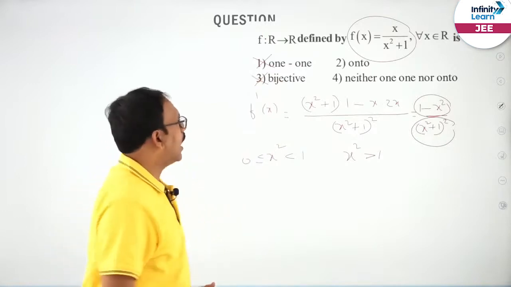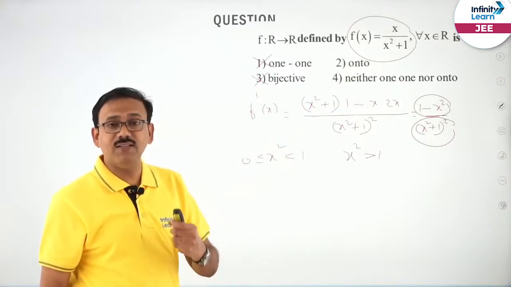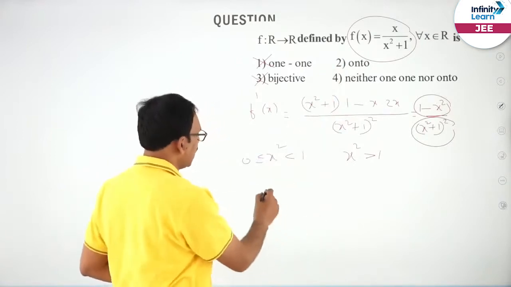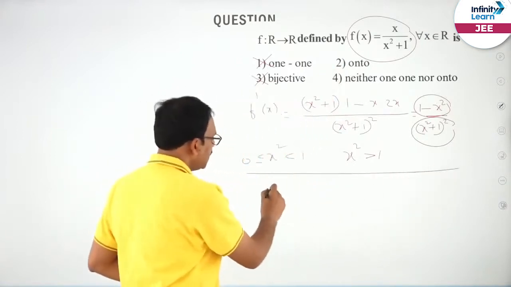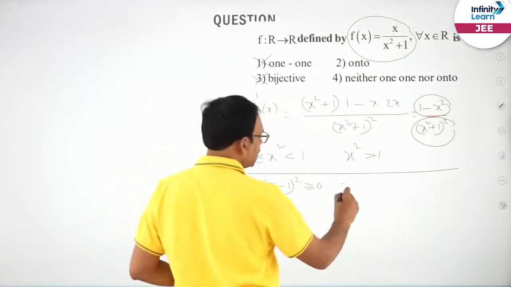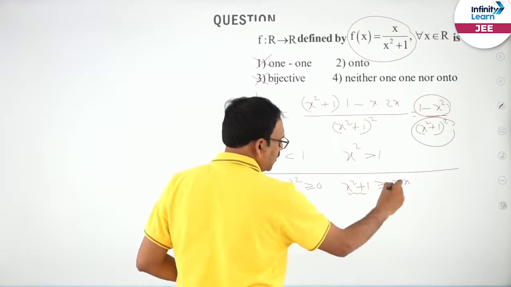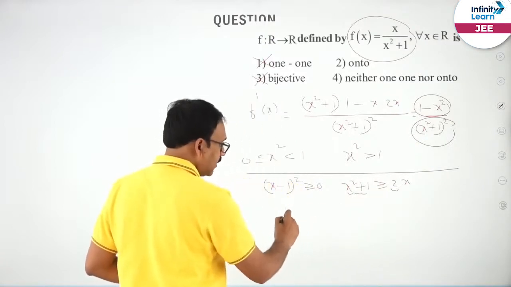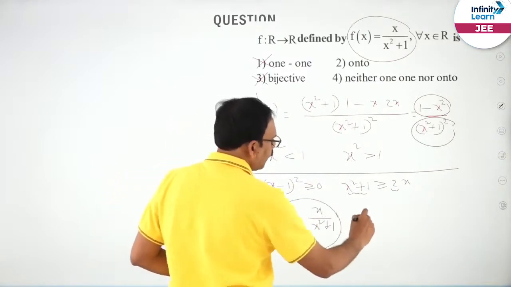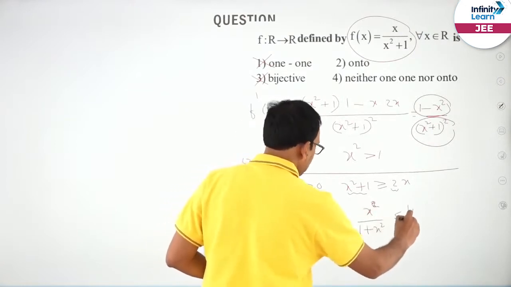Then, onto: how to find the range of this. Okay friends, in the linear by quadratic case we find the range. This is a standard function. You see, (x minus 1)^2 is always greater than or equal to 0, from this x^2 + 1 is greater than or equal to 2x. 2 is a positive quantity, so I can say that 1/2 is greater than or equal to x/(x^2 + 1). So, friends, for any x, x/(1 + x^2) is always less than or equal to 1/2.